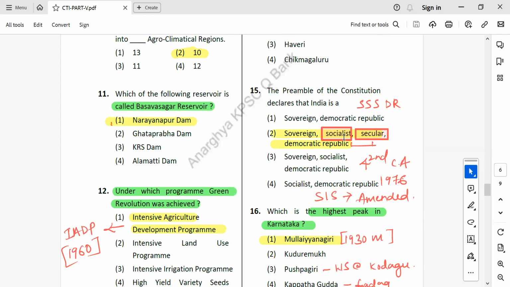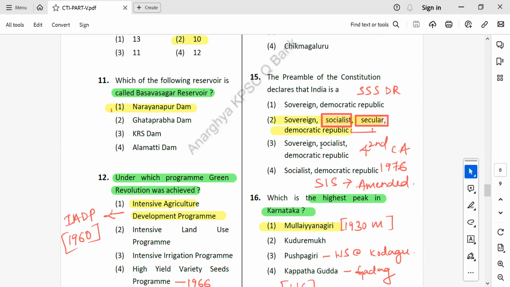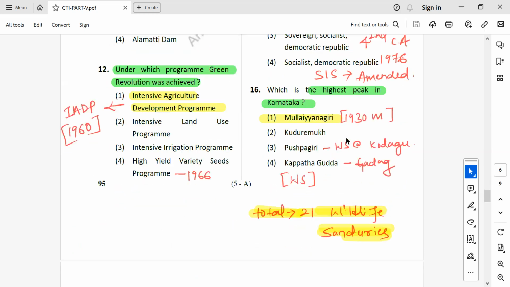The Preamble of the Constitution declares that India is a... of course everyone knows that socialist and secular were incorporated in the year 1976 by the 42nd Constitutional Amendment Act. So three words: socialist, integrity, and secular. Of course the sequence is also very important. First sovereign, socialist, secular, democratic, republic. So this is very important. This also we have discussed previously.